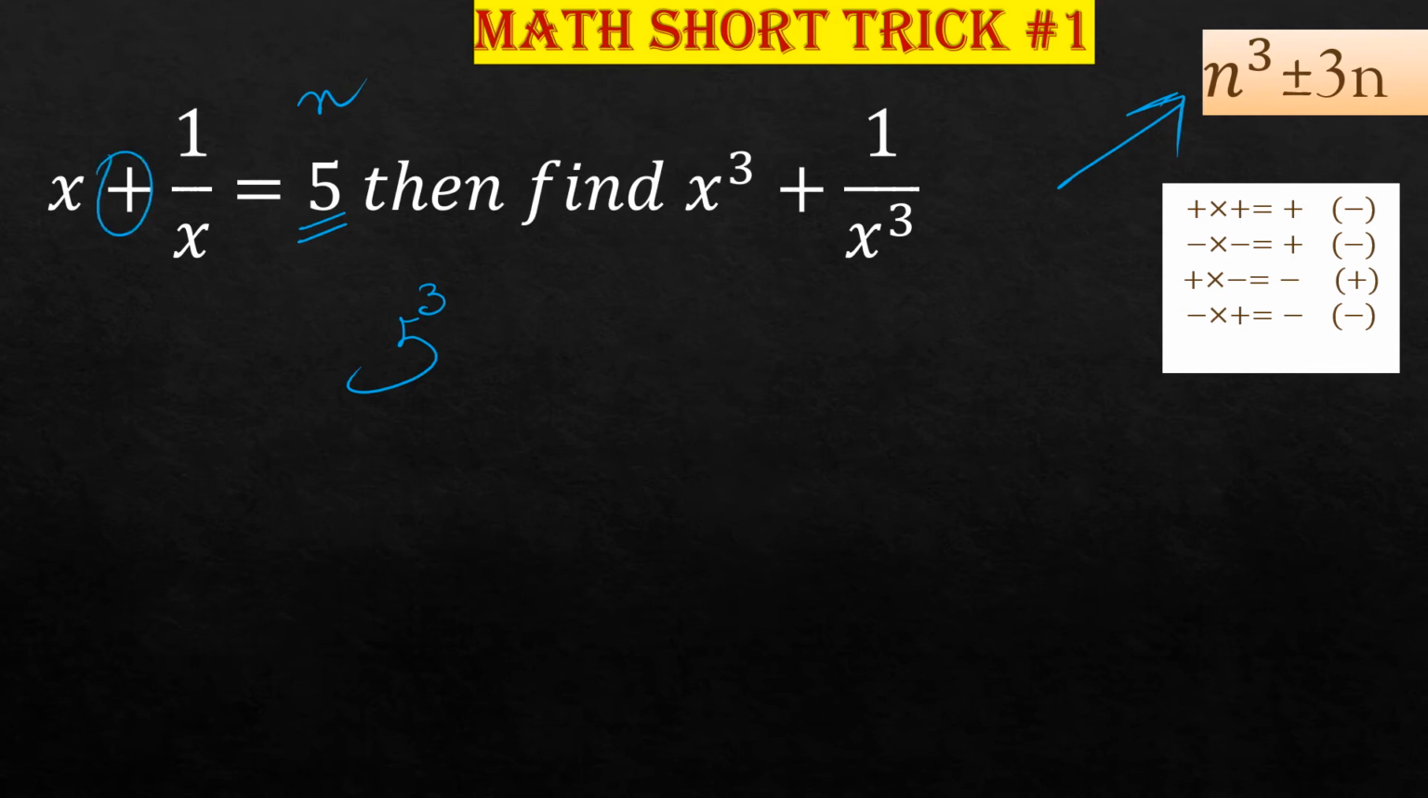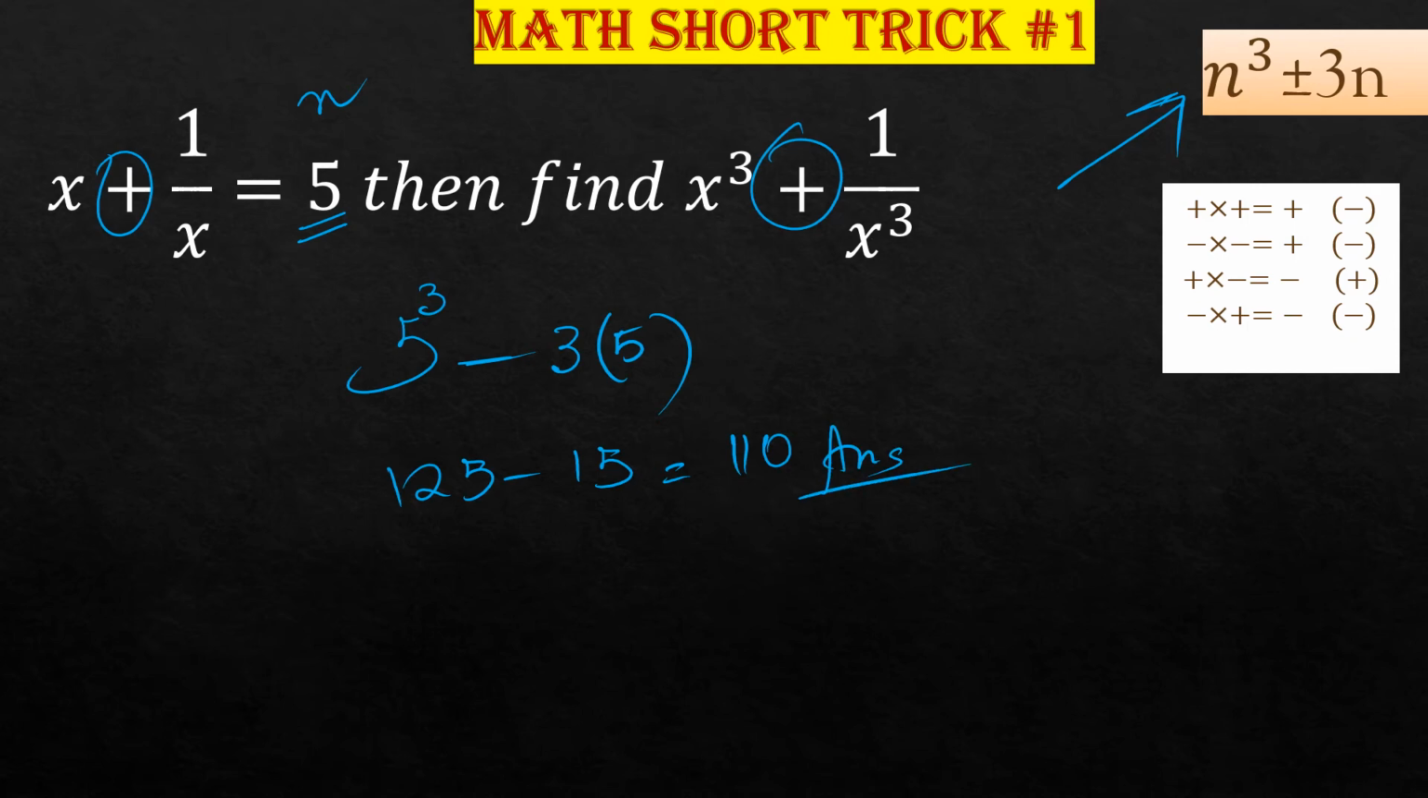Now here plus positive and here plus. Plus times plus gives you plus. But you have to write the opposite sign, that is minus. And then 3 and n is 5. Now 5 cube gives you 125 minus 15. So you will have 110 is your answer.